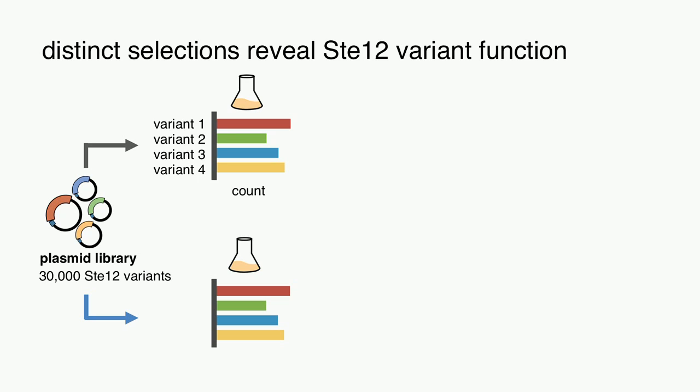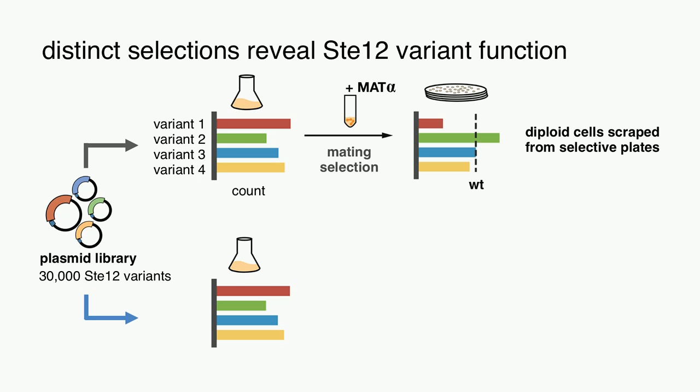And so in each case, we have a culture here, and I'll talk through the mating selection first. So this library is grown up and then mated against a completely wild-type set of alpha cells. And these are plated on diploid selective plates. And I scrape the cells off of those diploid plates and collect the cells from that input library here, and use high-throughput sequencing on both to determine the frequencies of all genotypes before and after selection. And so you can use that change in frequency to infer some function. So we've linked mating to the frequency of, say, this red variant, and if it decreases after selection, we would say that's a poor mater.